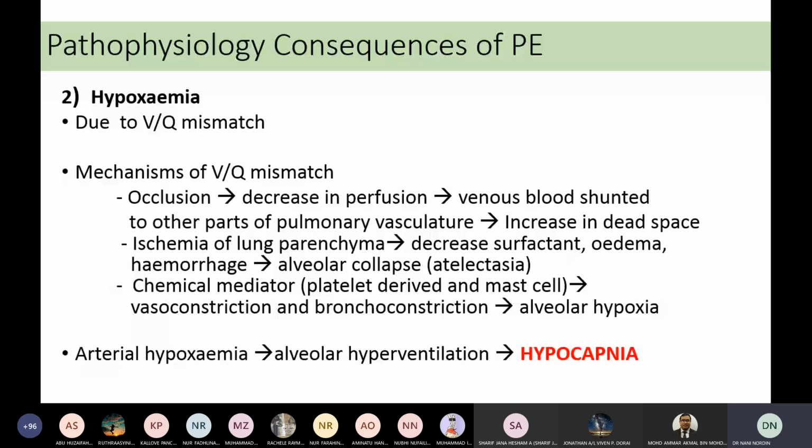So do you all understand this? You need to understand this concept. So the whole VQ mismatch will eventually lead to arterial hypoxemia, which will lead to hypocapnia. So when you have hypoxemia and hypocapnia, you tend to have respiratory alkalosis. Okay, so that's number 2.